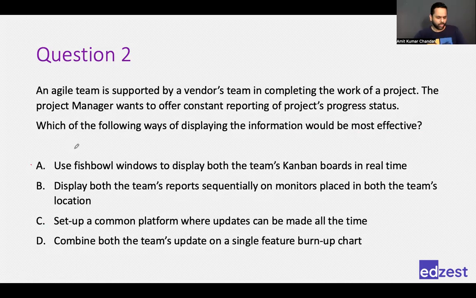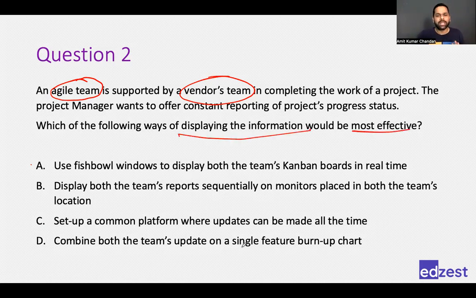What you're saying is a very valid point. It does not say whether the agile team and the vendors team are sitting together or sitting in different cities. We don't know, so we will not make a decision based on that. If we don't know something, we don't have to assume anything. We will neither assume that they are together, nor that they are sitting differently. What we'll look at is what helps me display the information in the most effective way.